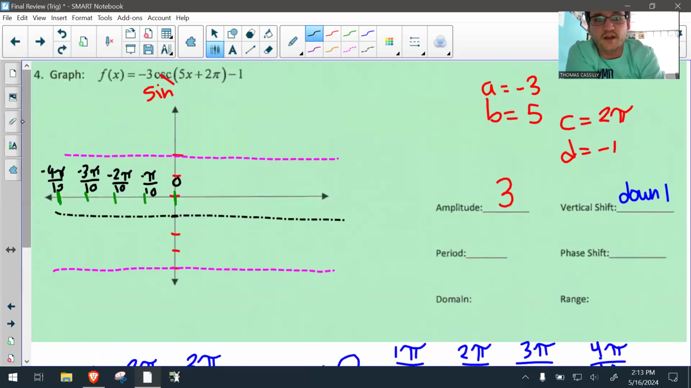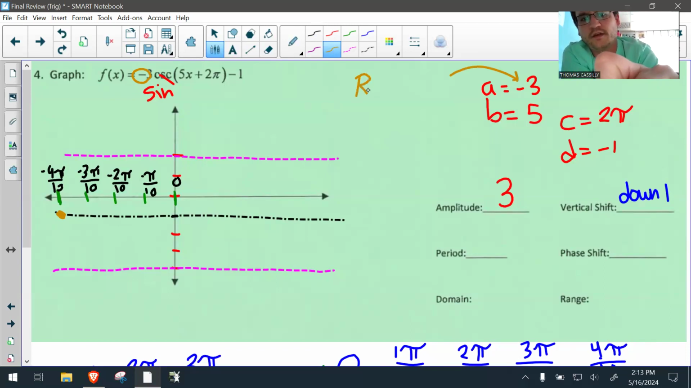Now this is a sine function. We know the sine function starts at our midline, right? But we have this negative sign right here, right? What does that negative a do? That reflects the whole thing.